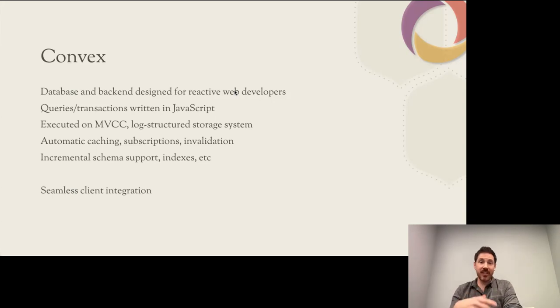We execute these queries on a multi-version concurrency control database backend. We provide automatic caching, subscriptions, and invalidation, which I'll talk about more today as well. And we also provide incremental schema support, indexes, and a fully relational model. Basically, all the primitives I mentioned, unsurprisingly, because I wrote the primitives. So yes, we support them all. And a big selling point of this work is the very seamless integration on the client side, but I'm going to focus on the back end in this talk.